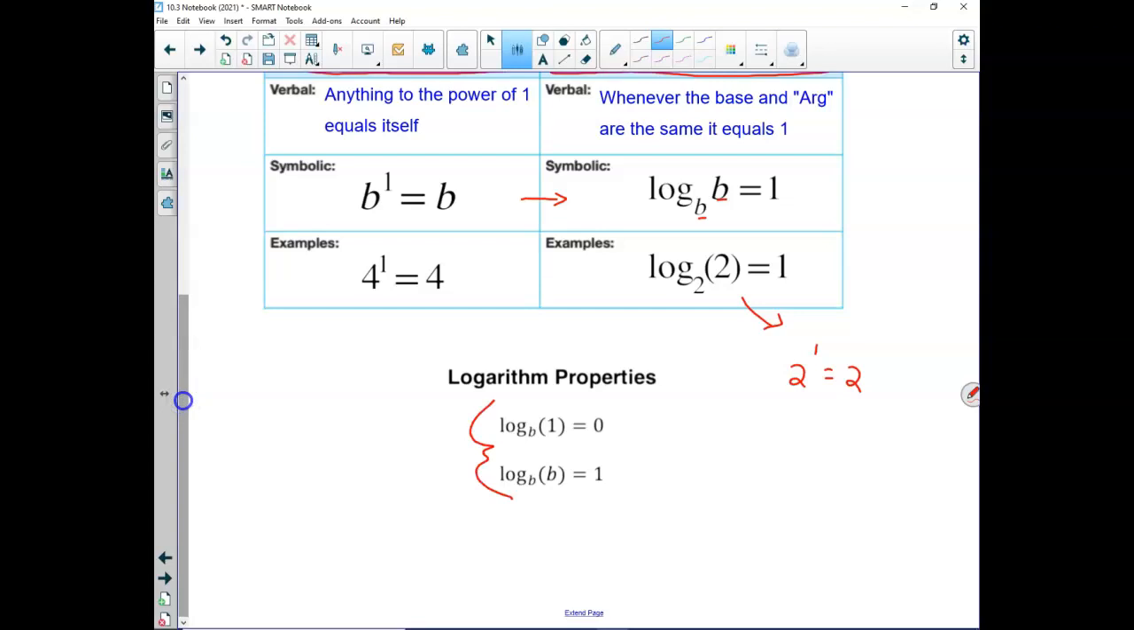If you notice, they are also the two properties we use to graph our logarithms, right? We're putting in a 1, and we're always getting out a 0, and we're going to put in the base, and we always get out a 1 whenever we graph our logarithms.